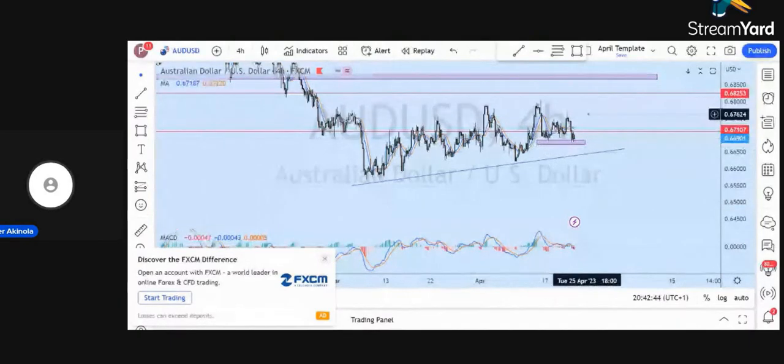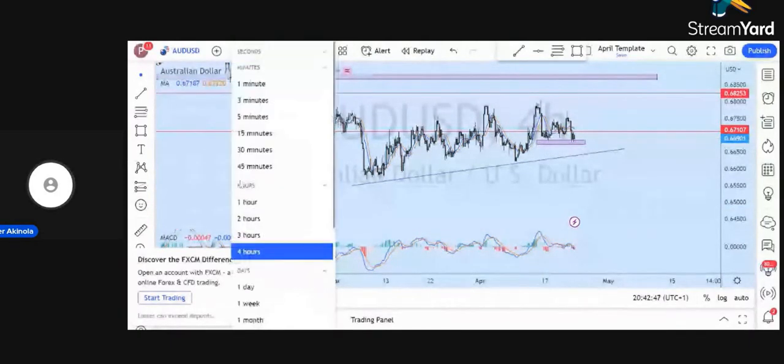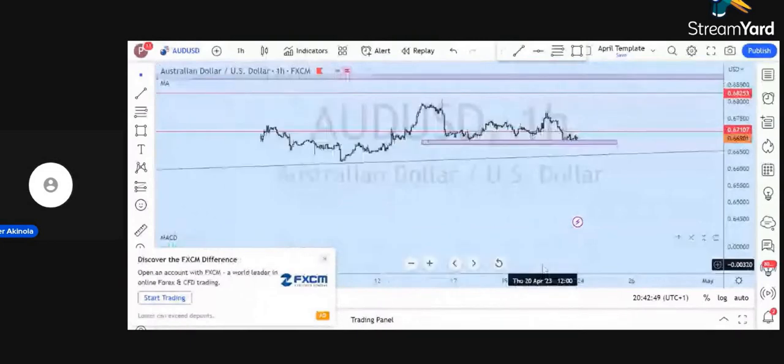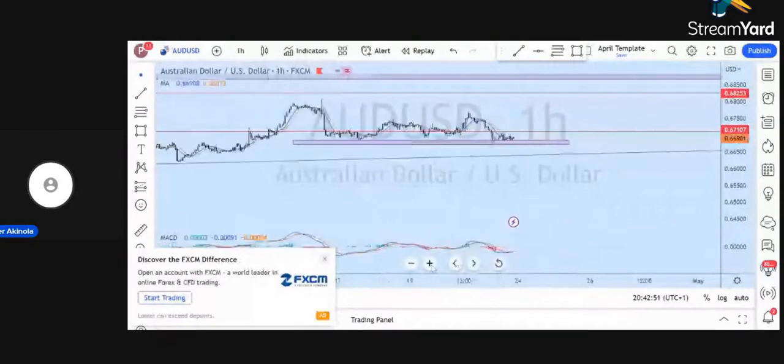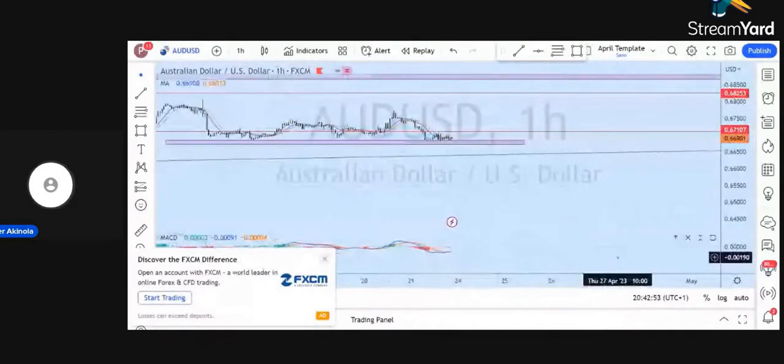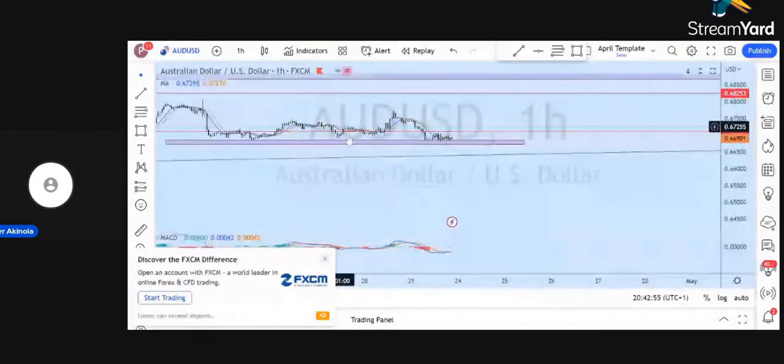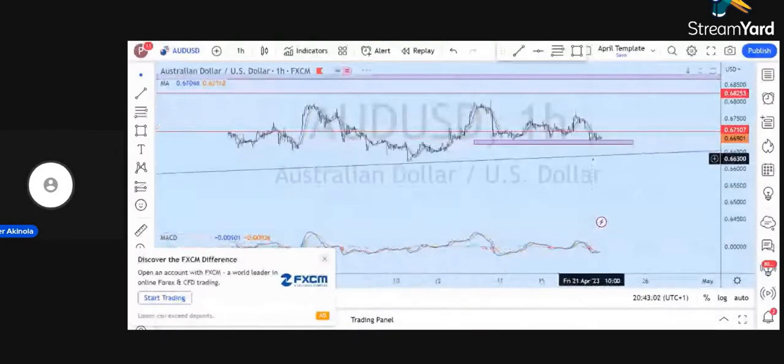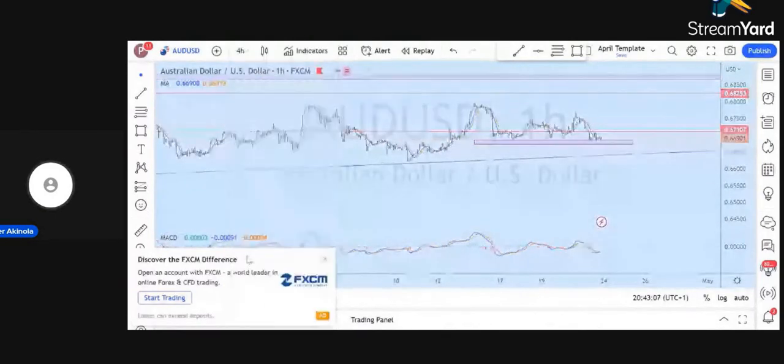Let me go to 1 hour and zoom this out, and let's see what that looks like. You see what I'm saying? See, this has been playing here. So it's easier for it to bounce or come down. So even if it bounces, it's not going to go far. So I'm not interested in that trade.